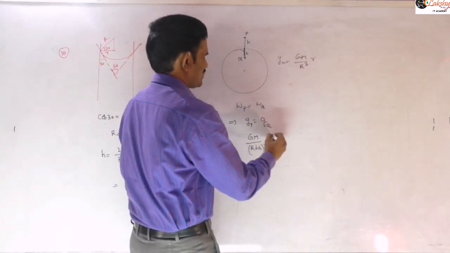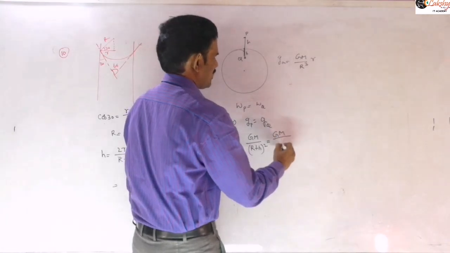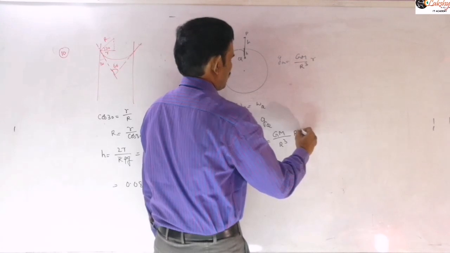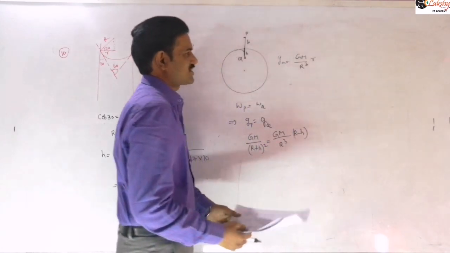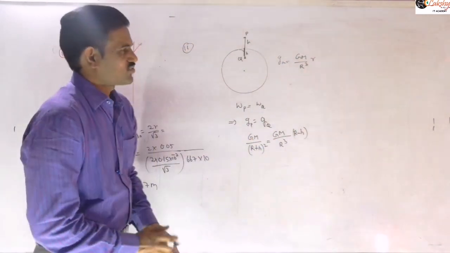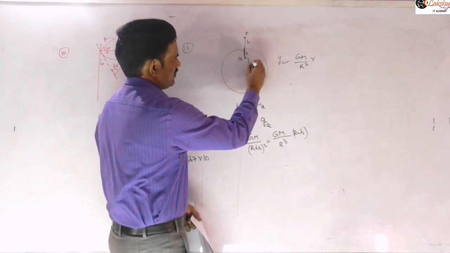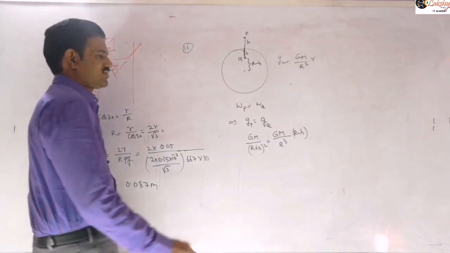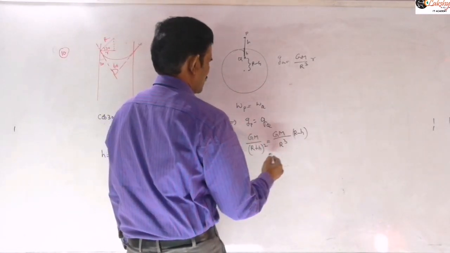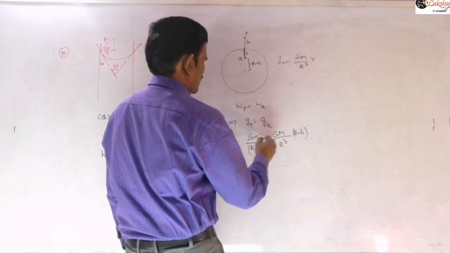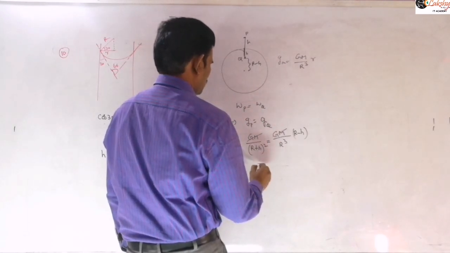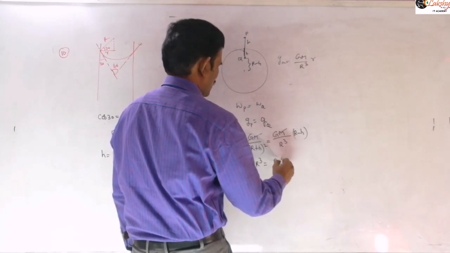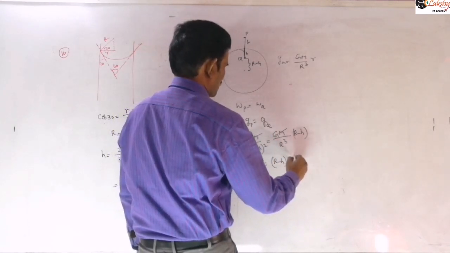Because point Q is inside, it is GM by R cube into (R minus h), because this small r is measured from the center. Measured from the center means this will be capital R minus h. So we need to simplify this equation and find the relation between small h and capital R. Then this GM will be cancelled. So we can write R cube into R cube is equal to (R minus h) into (R plus h) whole square.